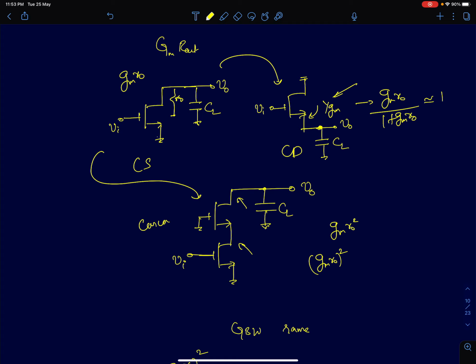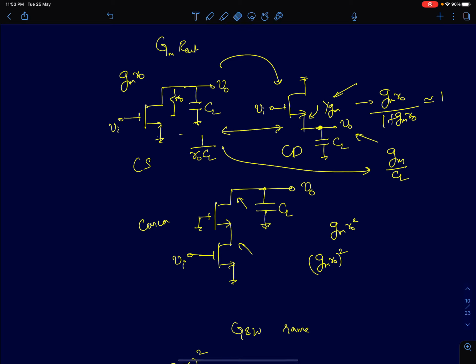But if you look at the bandwidth, the bandwidth of a common source amplifier is 1 by R0 CL. In case of a common drain, it's going to be gm upon CL. Now if you notice here, the bandwidth of a common source amplifier is gm R0 times lower. DC gain is gm R0 times higher compared to common drain, but the bandwidth is lower. So here itself we can directly see this gain bandwidth trade-off.